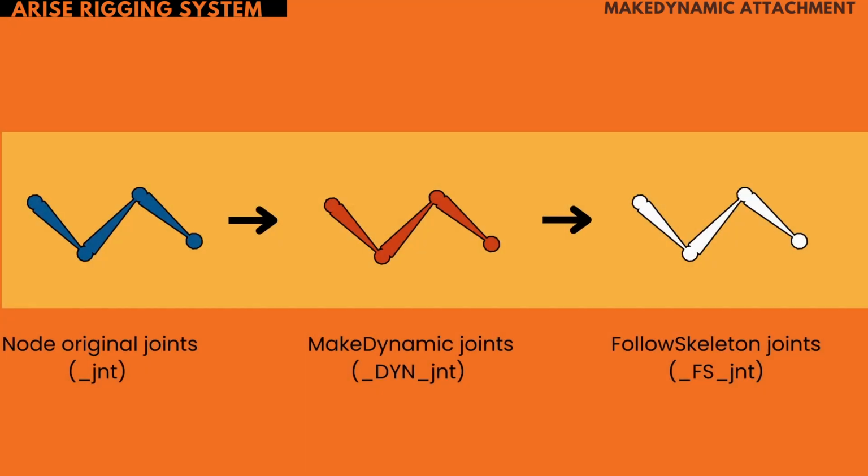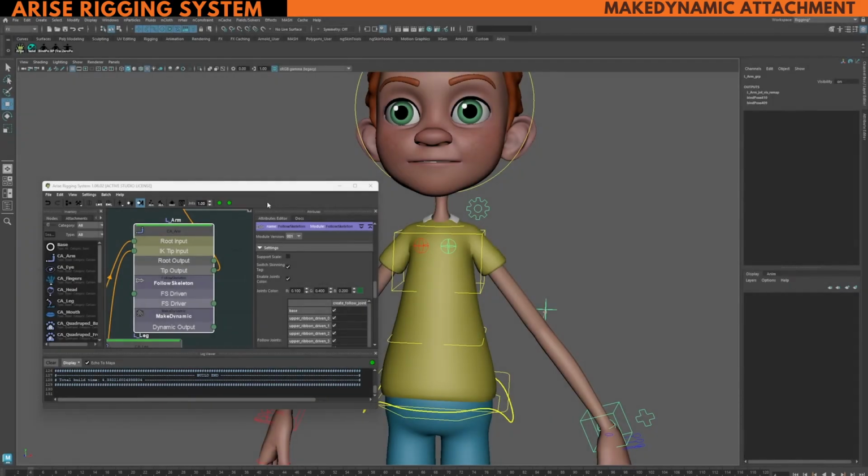The order of attachments on the node is important. For example, if you add a follow skeleton attachment, which creates a single connected joint chain for use in game engines, and position it after the MakeDynamic attachment, this ensures that the node joints drive the simulation joints and the simulation joints drive the follow skeleton joints. You can change the order of the attachments of the same category by right-clicking on them to move them up or down.